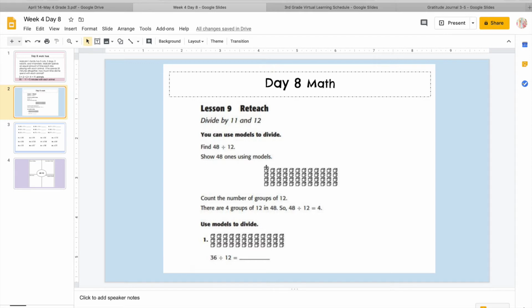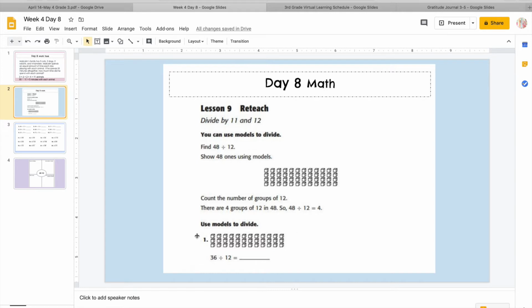It's almost like we did an array with 4 times 12, and it would equal 48. So we had 48 total blocks, and all we did was put them in rows of 12, right? And we wanted to see, okay, how many rows of 12 could we make? And they could make 4 rows of 12. So that means our missing number was 4.